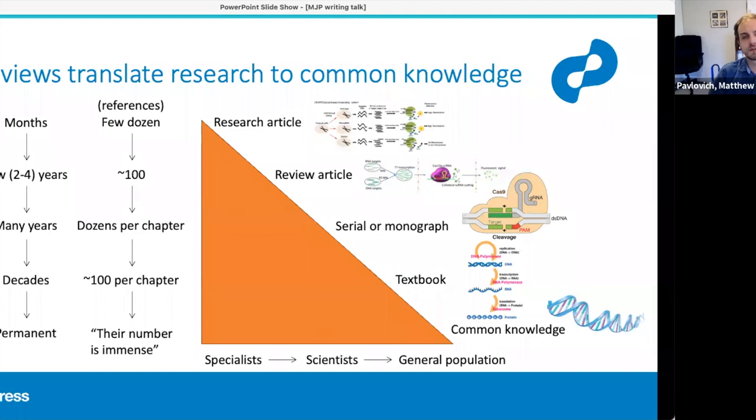CRISPR biosensors going from a very specific paper at the top and a very specific CRISPR nuclease and a way of sensing a specific kind of molecule, all the way down to the common knowledge of DNA. I'm sure everybody knows what DNA is. You know, you go ask your uncle and he knows what DNA is. He probably doesn't know what a CRISPR biosensor is, but review articles are somewhere in that continuum of saying, okay, here's really novel research. It's a really important topic, all the way to eventually it becomes common knowledge. And I think the review is the first step in that process.